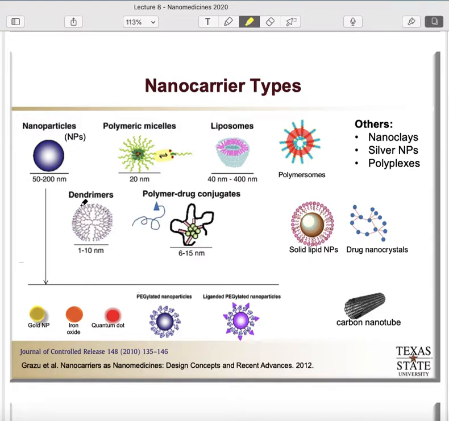We have a lot of functionality because you have N functional groups on every single part of the molecule. A problem with these dendrimers is, first, they're synthetically challenging to make. And second, they tend to have significant cytotoxicity, and so applications of these in real-life medicine have not been achieved. Then we have polymer drug conjugates.